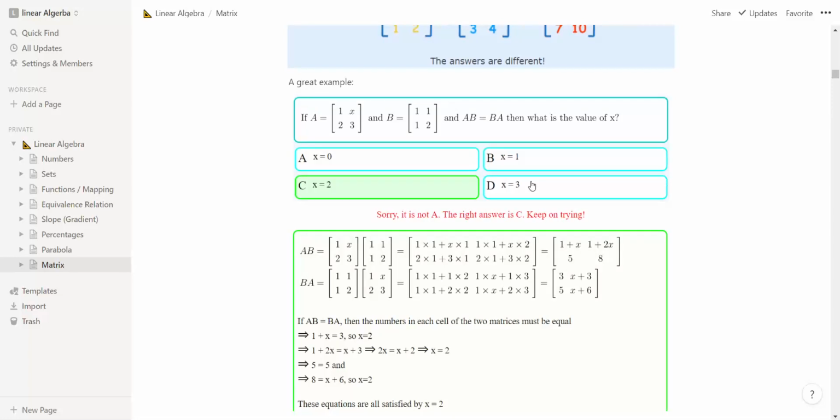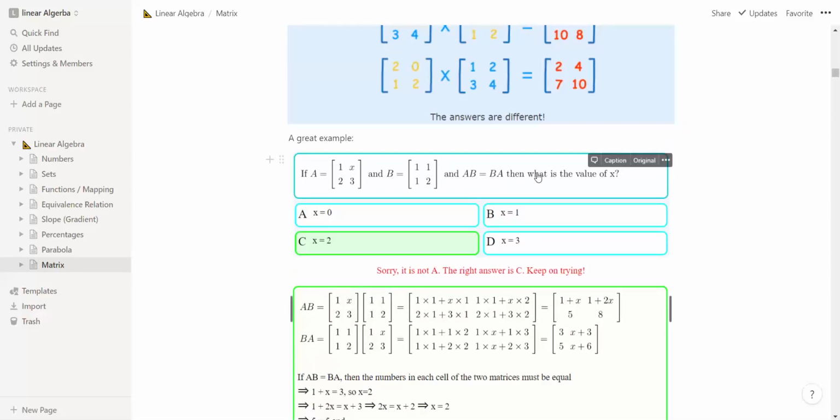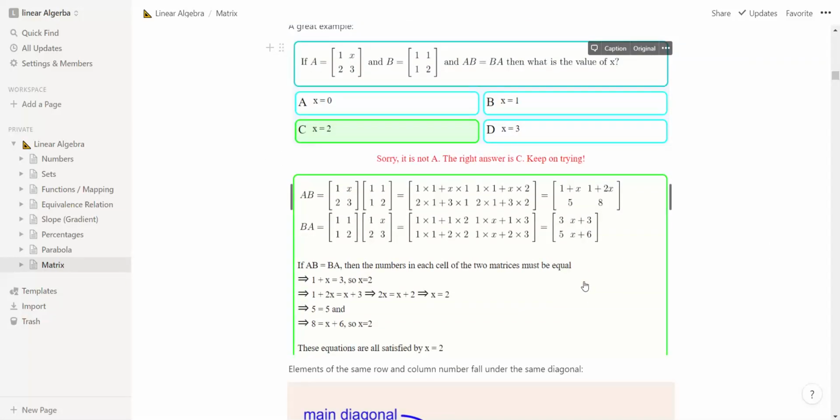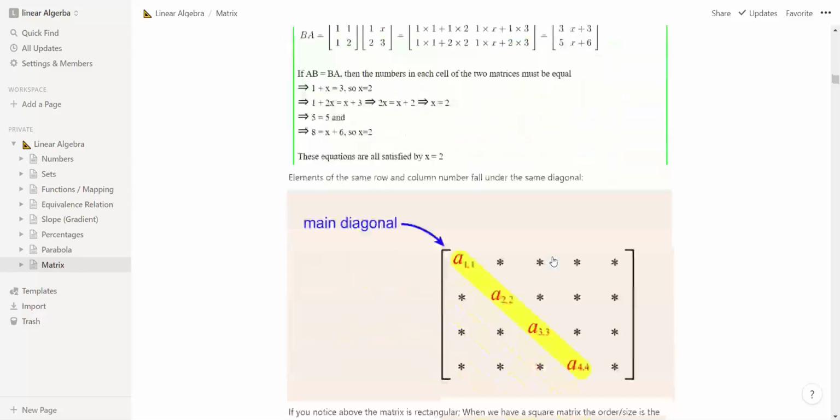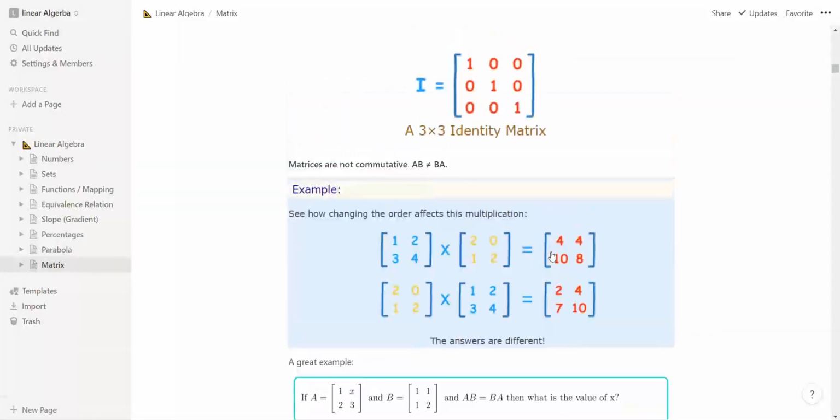There are also some other examples. Assume in this case A multiplied by B and B multiplied by A, and we ask what the value of X is. You would solve A by B, and then B by A, and you'll have two end results. So when you have 1 plus X, this would equate to this matrix here. So 1 plus X would equal 3, 1 plus 2X would equal X plus 3, and you would solve accordingly. And that's what we've seen with the multiplication.